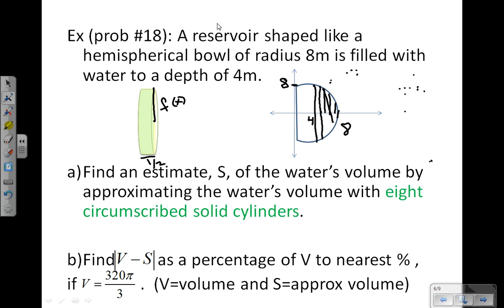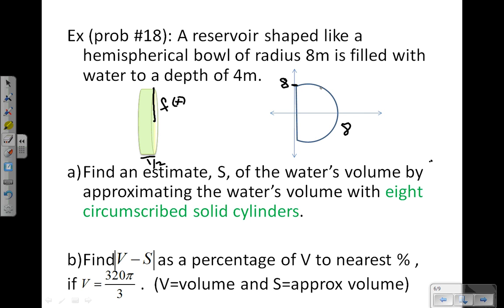I'm supposed to be also thinking about the height. So it did say 8 circumscribed solid cylinders. So circumscribed means basically I need to draw in the rectangle so that it's got a little bit of height above the actual area. This is looking very messy. Sorry, let me try to erase some of this.